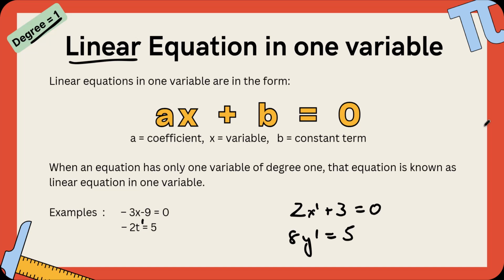Any linear equation in one variable can be written as, so I can write this as 8y minus 5 is equal to 0, right? So what is 8? 8 is a coefficient of y. Y is the variable, minus 5 is the constant term. So you can write it as ax plus b is equal to 0. A is the coefficient, x is the variable, and b is the constant term. So when an equation has only one variable of degree 1, that equation is known as a linear equation in one variable. And this is an example: minus 3x minus 9 minus 2t is equal to 5, right?